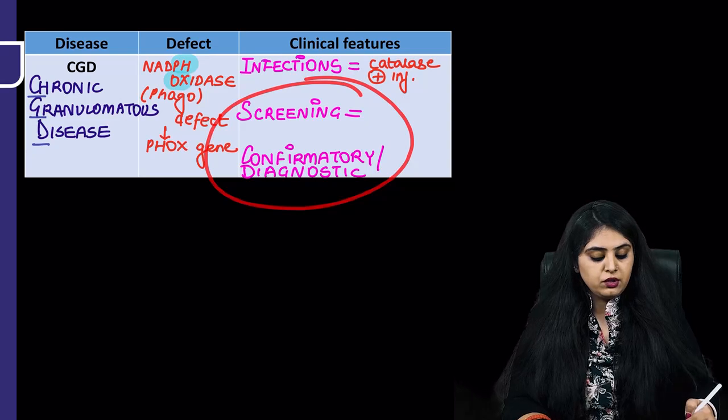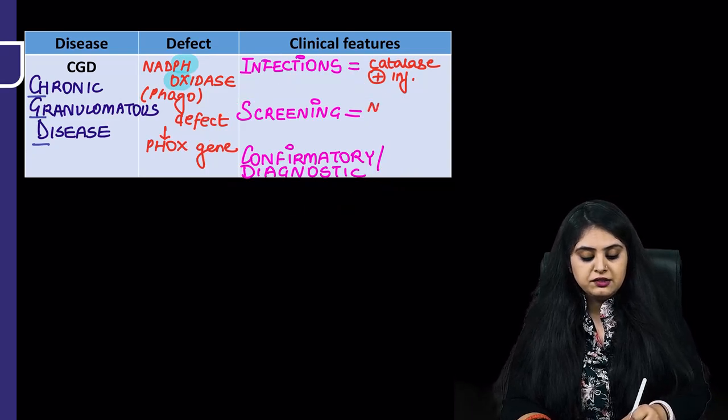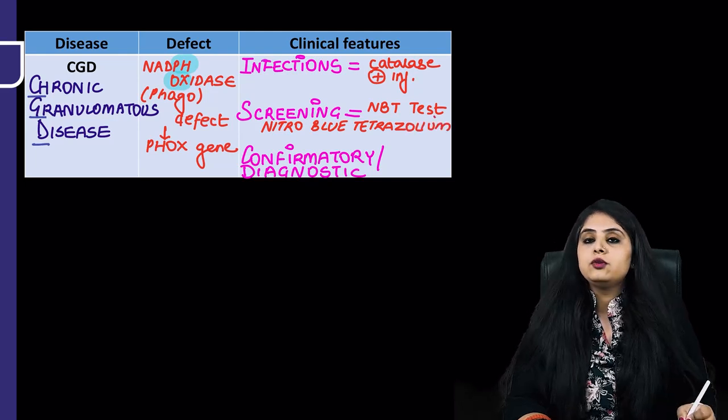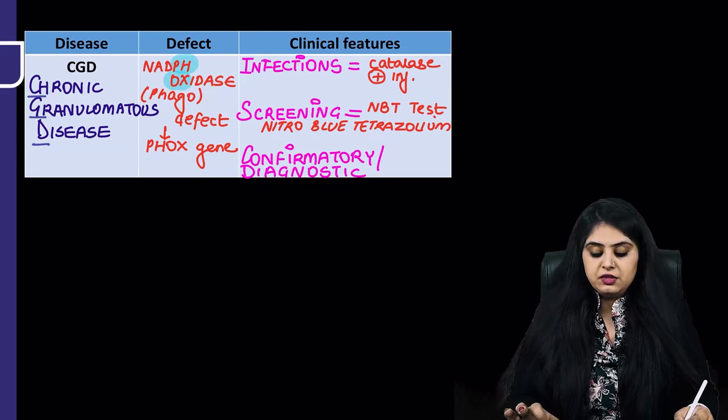How will you do the diagnosis? You will do a screening test. Screening test is known as the NBT test. What is the full form of NBT? It stands for nitro blue tetrazolium. That is the only full form to know, because by chance the examiner writes the full form. So the nitro blue tetrazolium test is going to be a screening test.